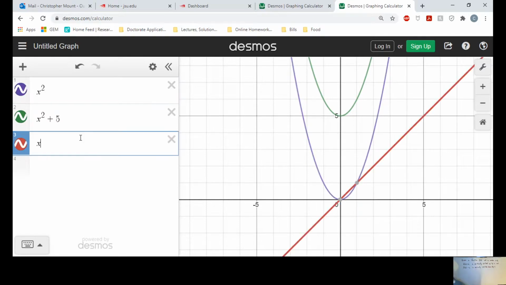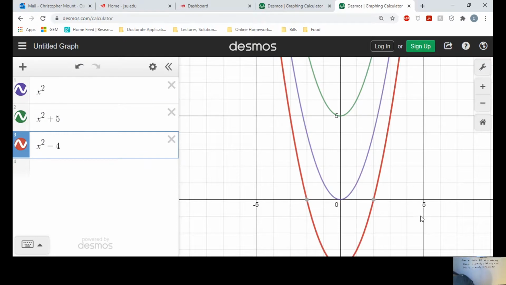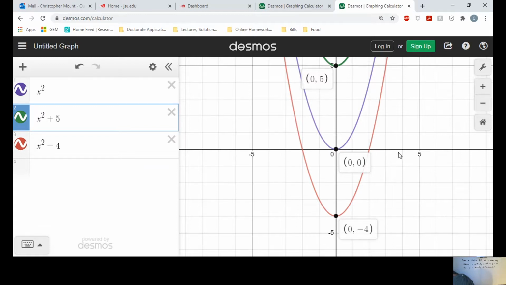And what if I had x squared minus 4? There it is. Its y value is now at -4. So there's all those y values. You can see the base one's at 0, this one's at positive 5, the green one, and then this one down here at -4.